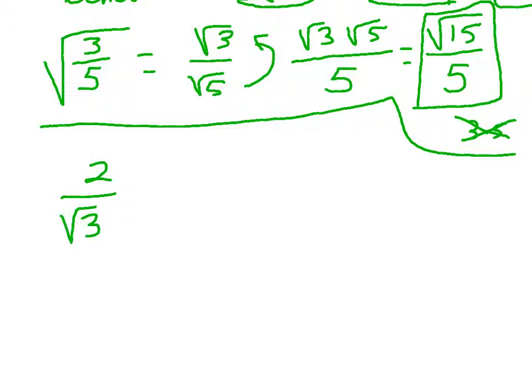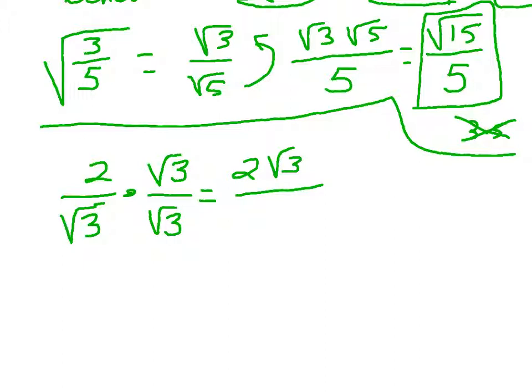What we want to do is remove the radical. We're going to take this fraction and multiply it by 1. However, we're going to disguise the 1 as square root of 3 over itself. Anything over itself is 1. Now let's see what happens. When we multiply fractions, we go tops times tops and bottoms times bottoms. So our top is going to be 2 times the square root of 3. On the bottom, we have the square root of 3 times the square root of 3.